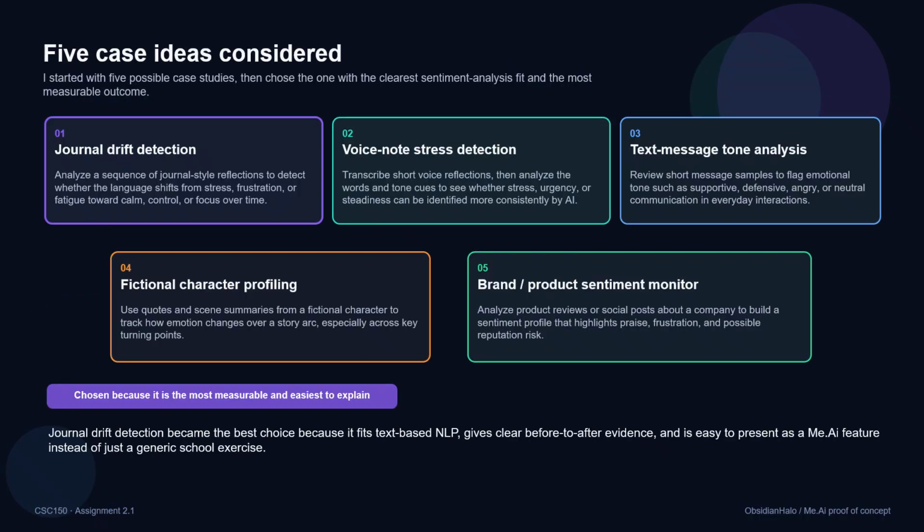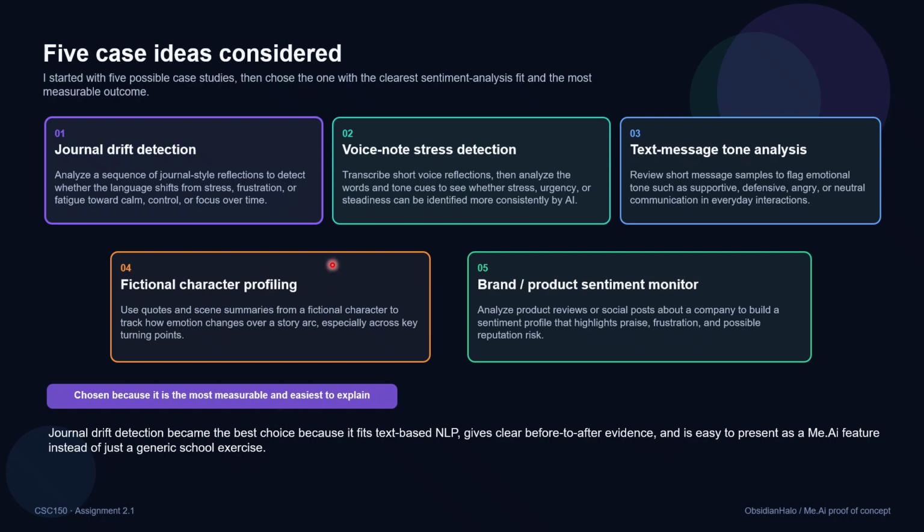I started by developing 5 possible case ideas. The first was journal drift detection, where Me.Ai analyzes a sequence of reflections to detect emotional change over time. The second was voice note stress detection, which would use transcription and tone analysis on spoken reflections. The third was text message tone analysis for everyday communication. The fourth was fictional character profiling to track emotional change across a story arc. The fifth was a brand or product sentiment monitor using reviews or social posts.